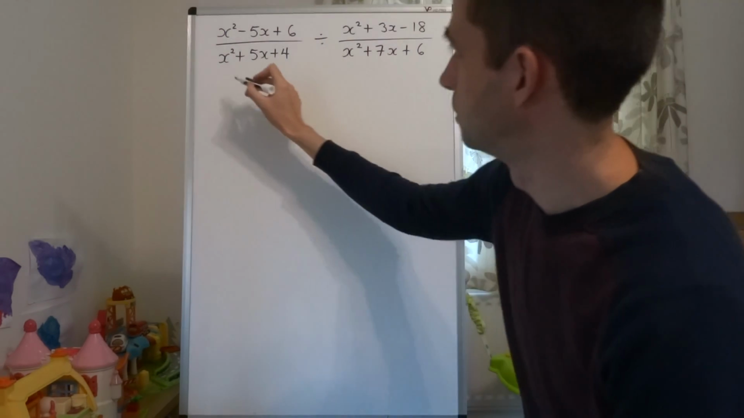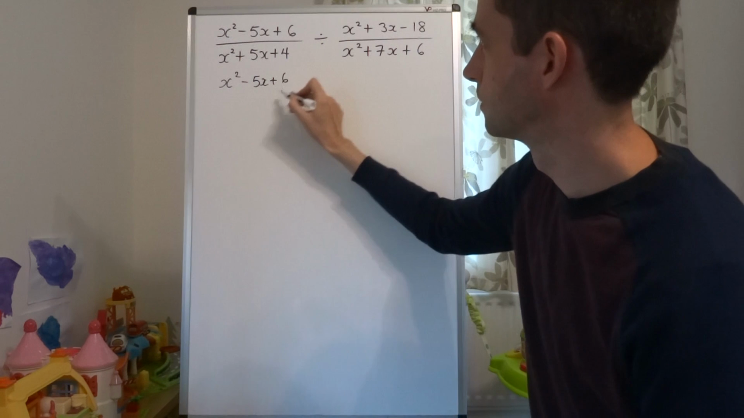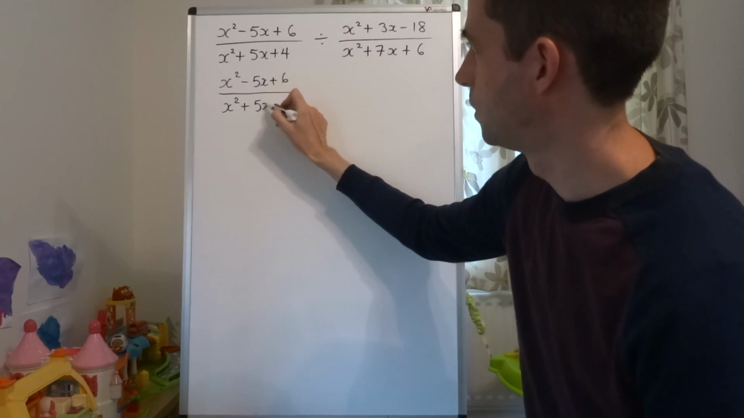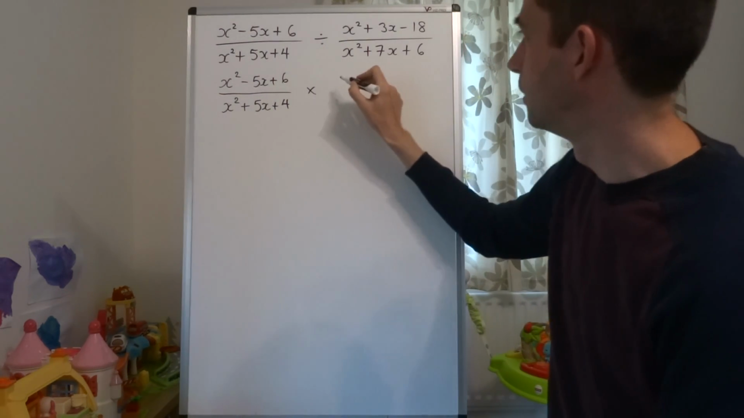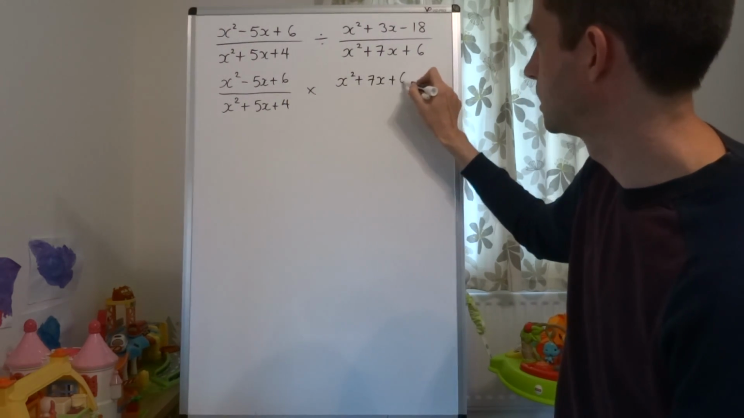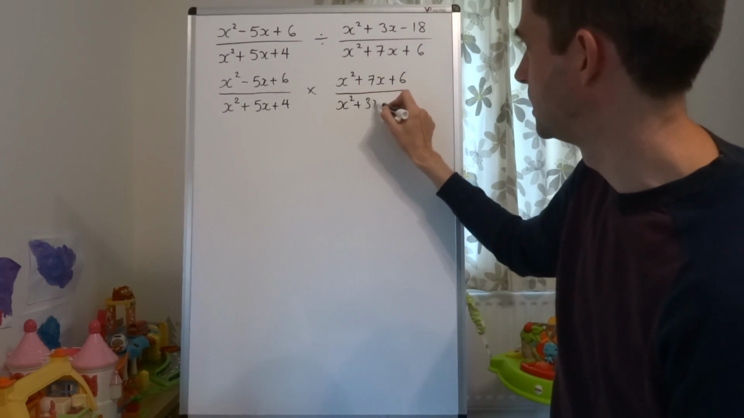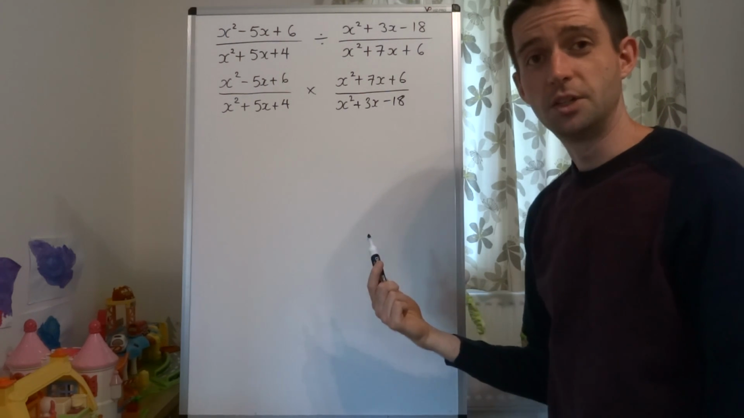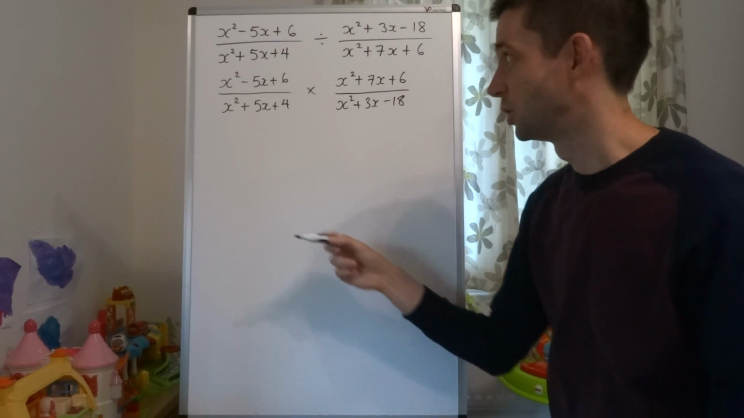So I'm just going to rewrite it as x squared minus 5x plus 6 over x squared plus 5x plus 4 multiplied by the reciprocal of this fraction here, x squared plus 7x plus 6 over x squared plus 3x minus 18. And what I'm now looking to do is to factorise and cancel to simplify this algebraic fraction.